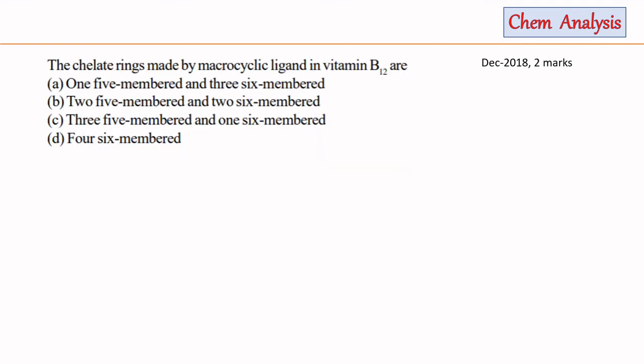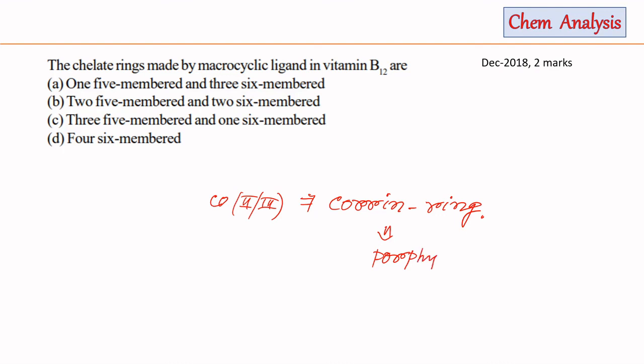This is the last question for this discussion, and it is a very easy question. Here we have to tell about the chelate ring configuration in the macrocyclic ligand in vitamin B12. Now in vitamin B12 the central metal center is cobalt, and it is cobalt 2 or cobalt 3 depending on the ligand attached to the central metal, and the macrocyclic ligand is the corrin ring. It is a cobalt corrin complex, and it is quite similar to the porphyrin ring as is observed in hemoglobin or myoglobin where the metal center is iron.